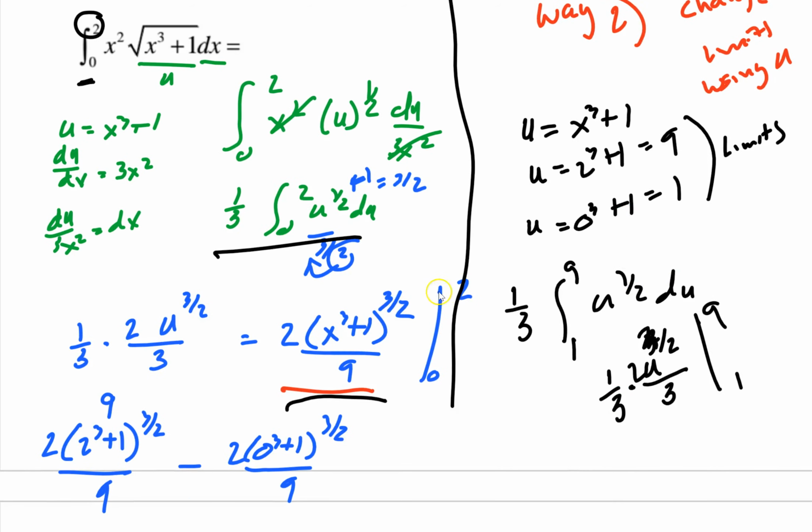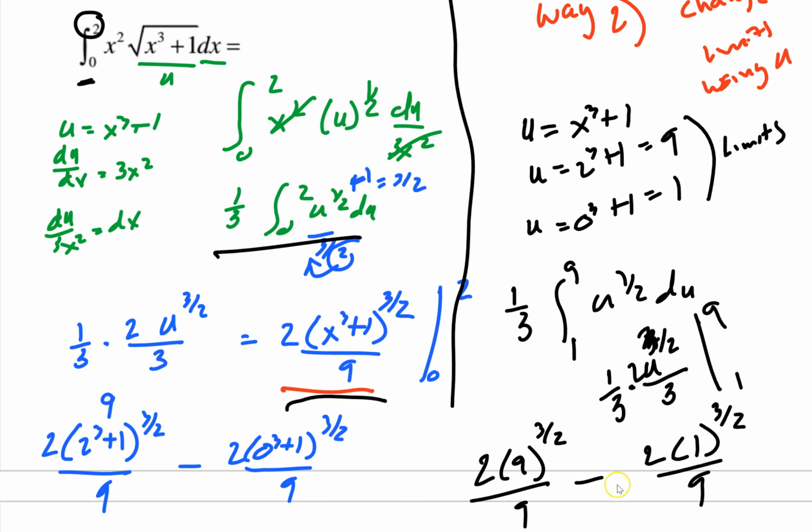So instead of having to deal with plugging in 2 to x cubed plus 1, plugging in 0 to x cubed plus 1, we already did that. So I just plug in 1 and 9. So it's going to be 2 times 9 to the 3/2 over 9 minus 2 times 1 to the 3/2 over 9. Right, so it's a little better. It's kind of, honestly, it's kind of the same.